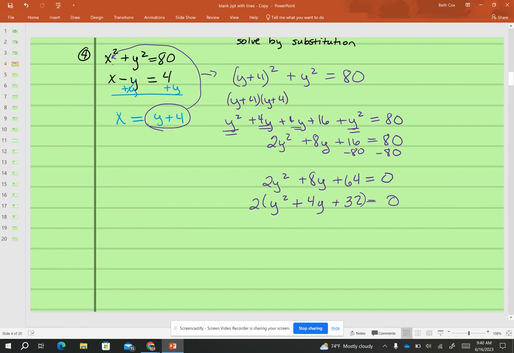And this does not factor. So we're going to stop the video and see what we can figure out about this problem. Maybe, hopefully, I copied it down wrong.